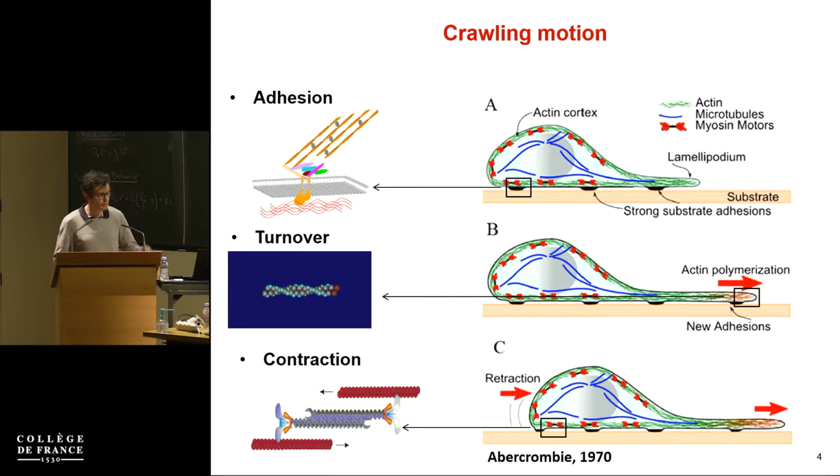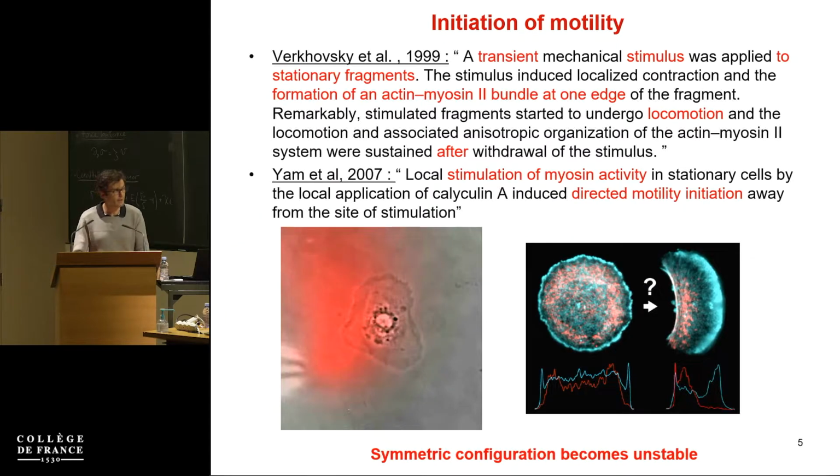And of course, it was known back in the 70s by the pioneering work of Abercrombie that these three functions, they can conspire to lead to a crawling motion on a surface, and the kinematics has been beautifully described by Abercrombie. But in this talk, what I will be more aiming at is to really investigate the effect of initiation of motility. So it's the second time already that you see this picture.